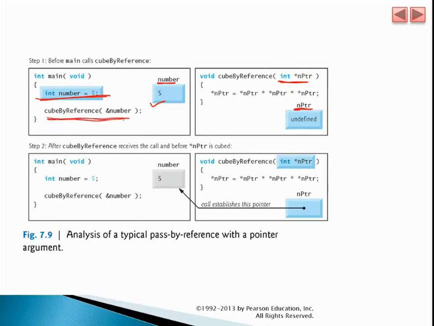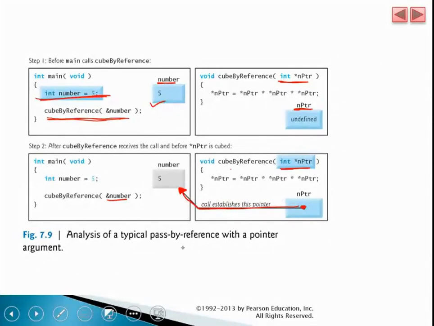Now when we execute the program and we come to this call, once this call happens, our control will go inside the cube by reference function. At this point, this pointer will get activated, and since we are passing the address of a number variable, this will start pointing to the number variable. Okay, this call has been established. The memory address has been assigned to n pointer.